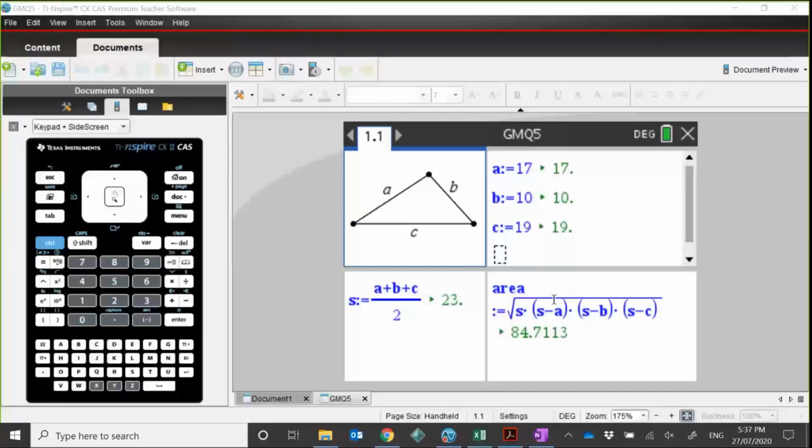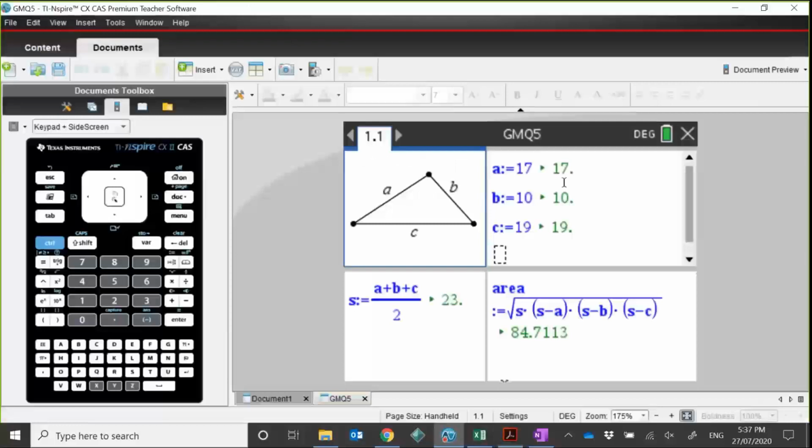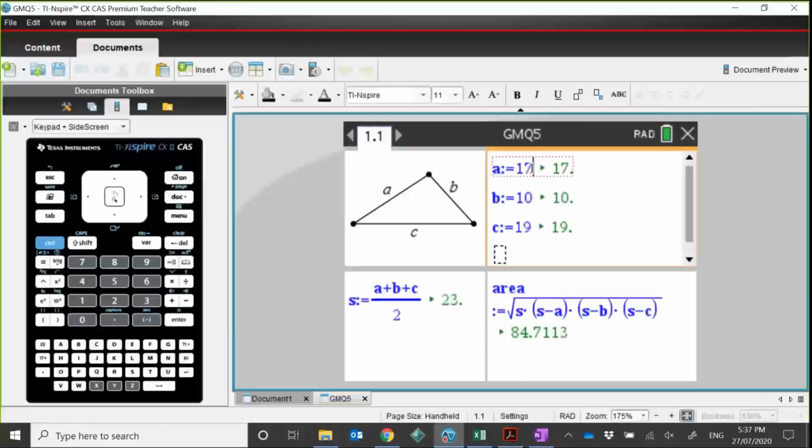This is an interactive notes page. Now, you don't need to know much about it. It's all there for you. And if you download it and save it to your calculator, you can use that in an exam situation. Now, if you have a look at the triangle that you've been given, the sides are 17, 10, and 19. Okay? We need to get those numbers in. So the first side is 17. We type it in and hit enter. The second side is 10. Type it in, hit enter. And the third side is 19. You click in the box, type it in, hit enter.